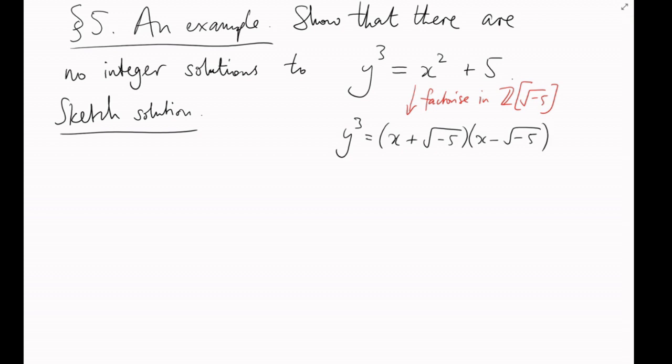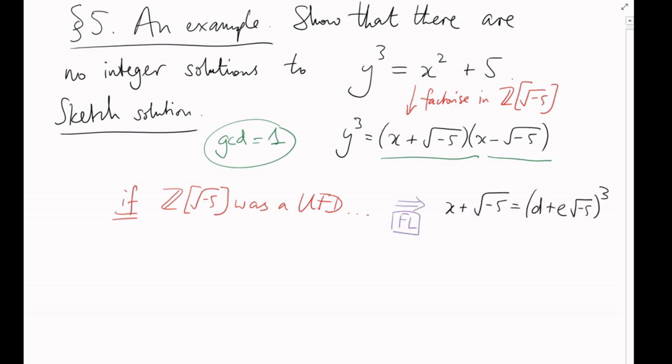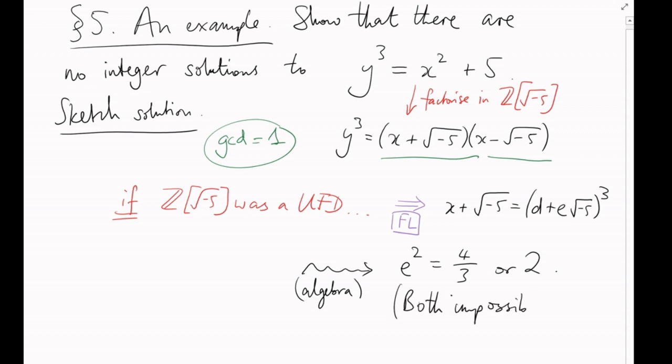Now, if Z adjoin root minus 5 was a unique factorization domain, we could apply the fundamental lemma from a couple of videos ago. Once we've checked that x plus root minus 5 and x minus root minus 5 have greatest common divisor 1, which they do, we can conclude that x plus root minus 5 is itself the cube of some element, say d plus e root minus 5, where d and e are integers. Okay, a quick bit of algebra leads us to conclude that e squared must be 4/3 or 2, both of which are obviously not possible if e is an integer.